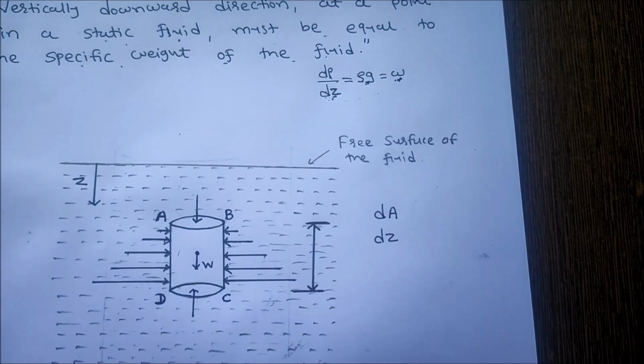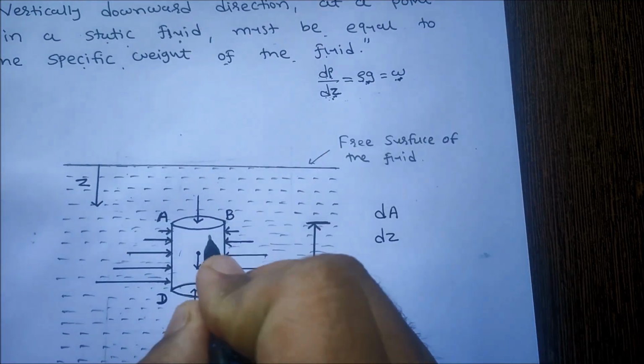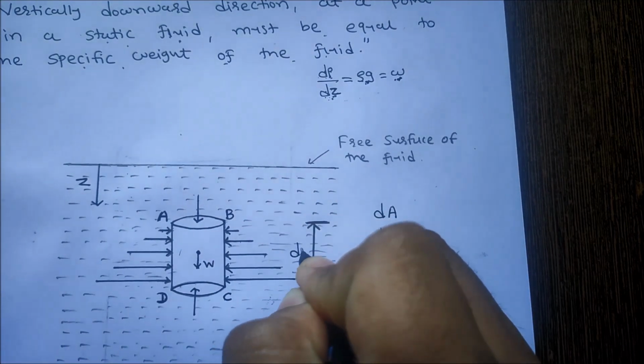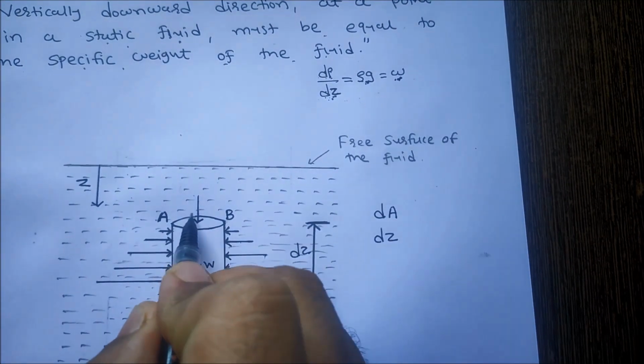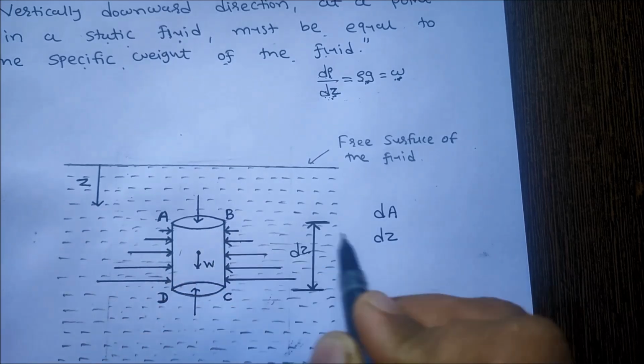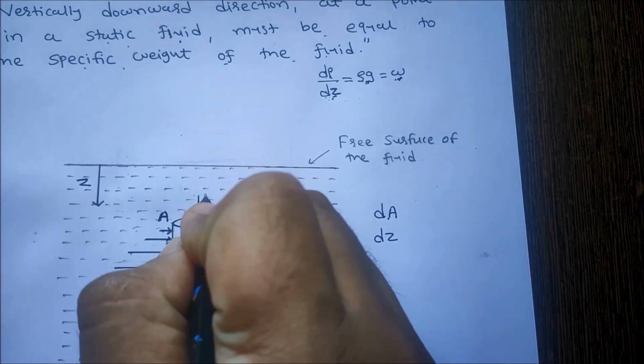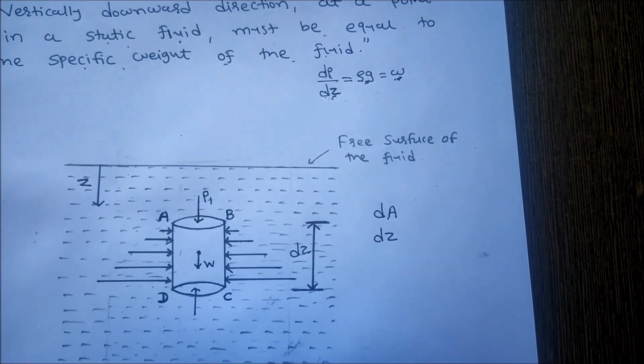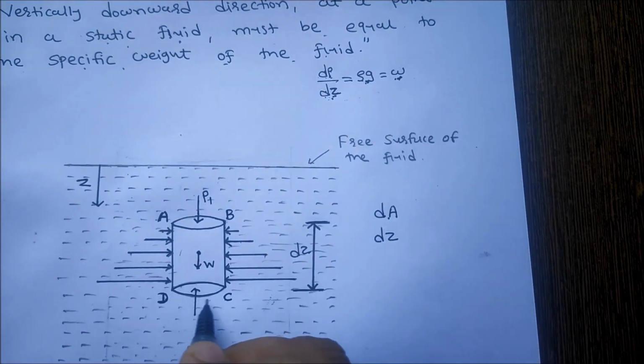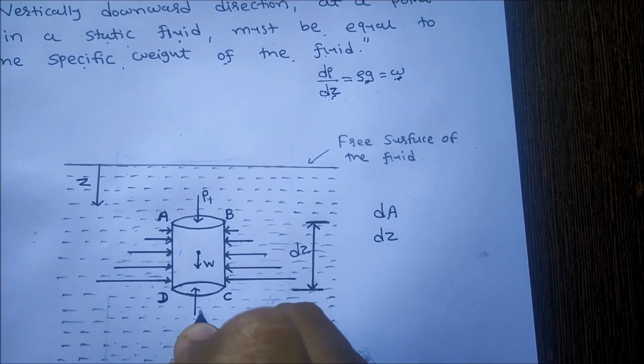Next we prove this equation, dP by dz is equal to rho g is equal to W. Consider a small fluid element as shown in figure. The height of this fluid element is dz, and the cross-sectional area of this fluid element is dA. Pressure acting on the face AB is P1, and pressure acting on the face CD is P2.